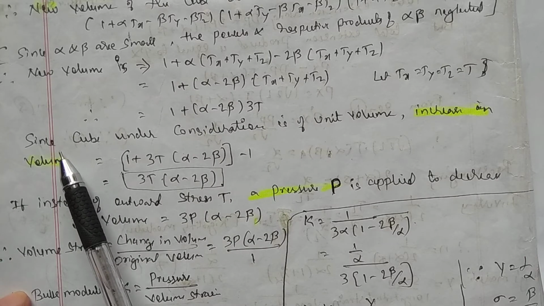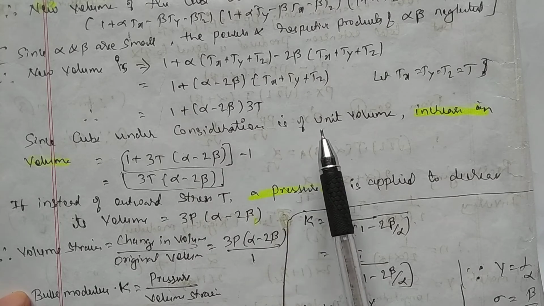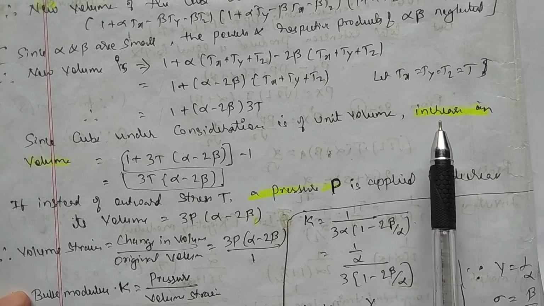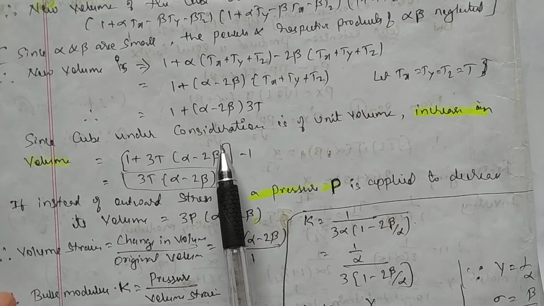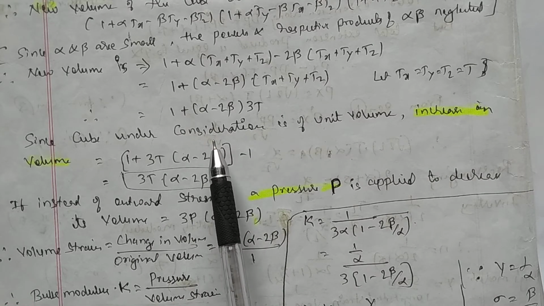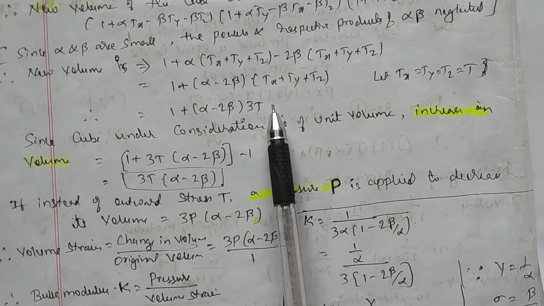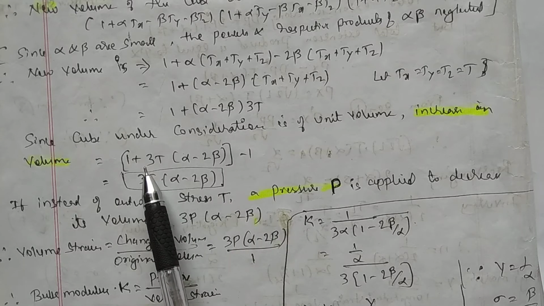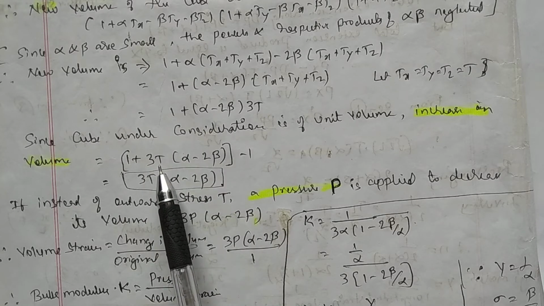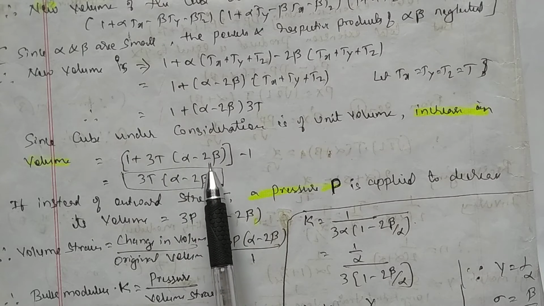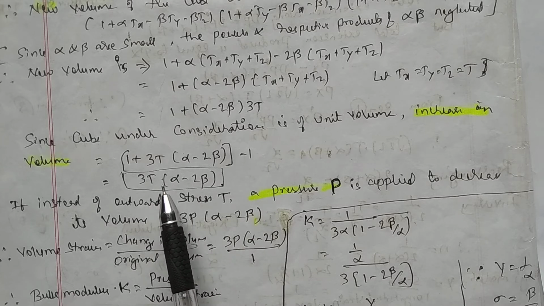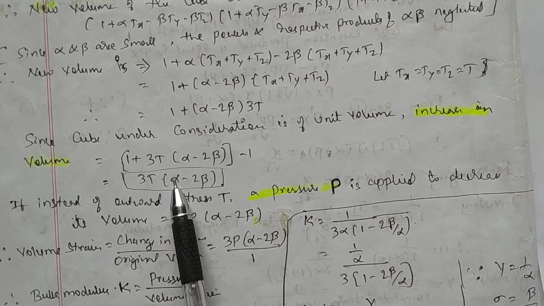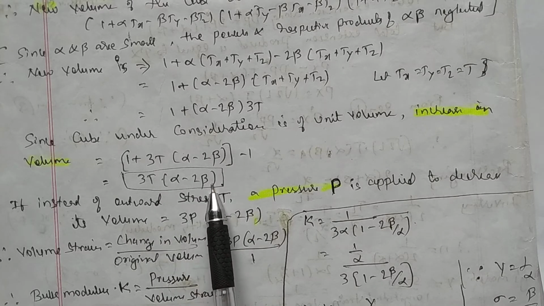Next, since the cube we have considered has unit volume, how much is the increase in the volume? The new volume minus the original volume, which was 1. Therefore, 1 plus 3T into (alpha minus 2 beta) minus 1. If we simplify, we get 3T into (alpha minus 2 beta).